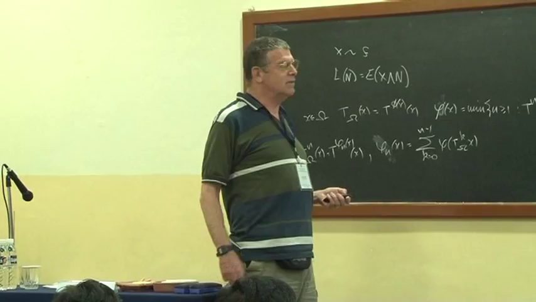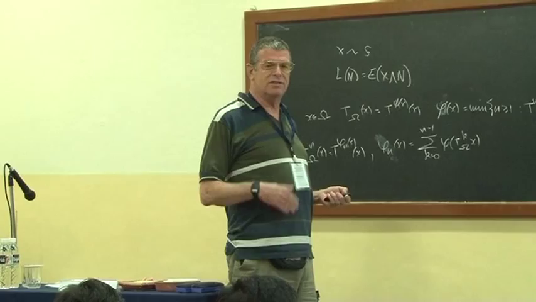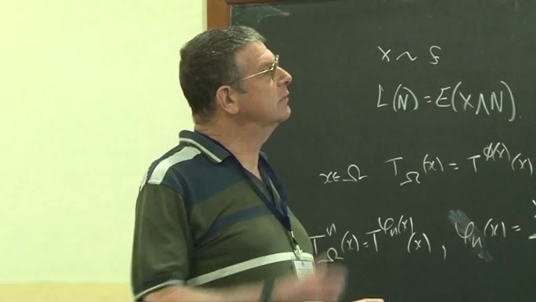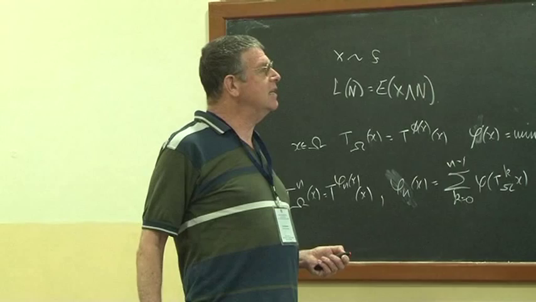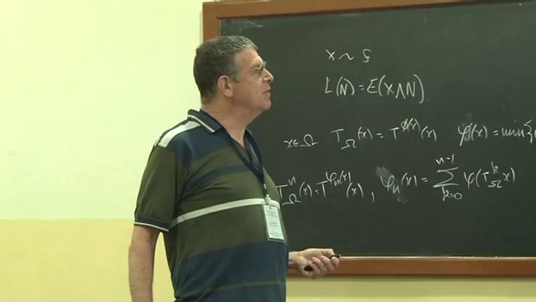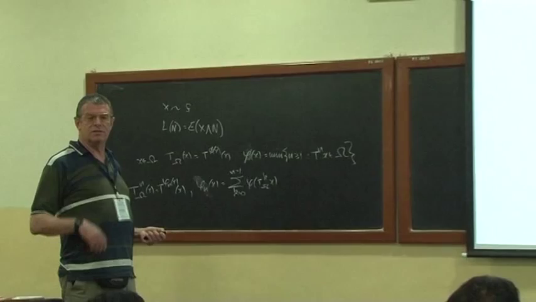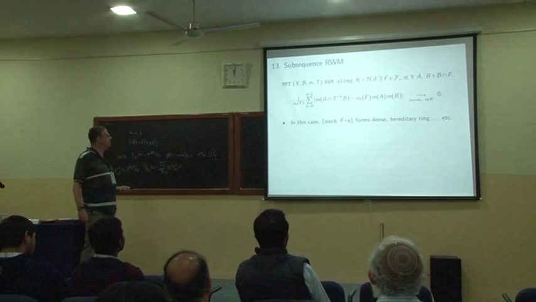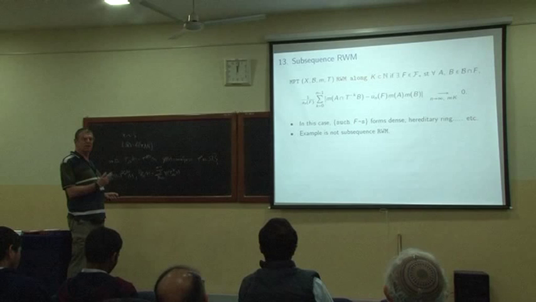Okay, so there's also something called subsequence rationally weak mixing. Most of what I said would work if I did things along a subsequence. So subsequence means that we have some subsequence K, and you call it rationally weakly mixing along K if the convergence is along K. So you define your hereditary ring, a good set. A good set will be where this convergence happens to 0, but along the subsequence. Same subsequence each time. So why subsequence? It's the same again, you get a dense hereditary ring. Everything we said is true. The example that we had is not subsequence rationally mixing, because the lower bound is along the whole sequence.